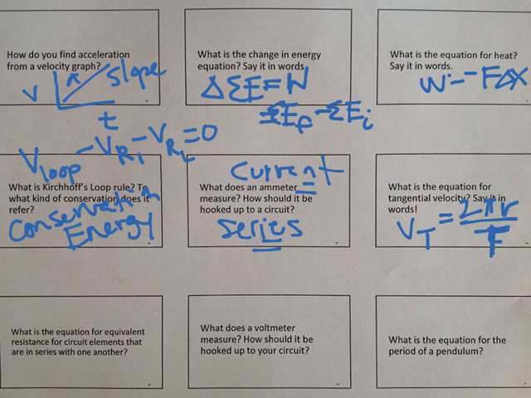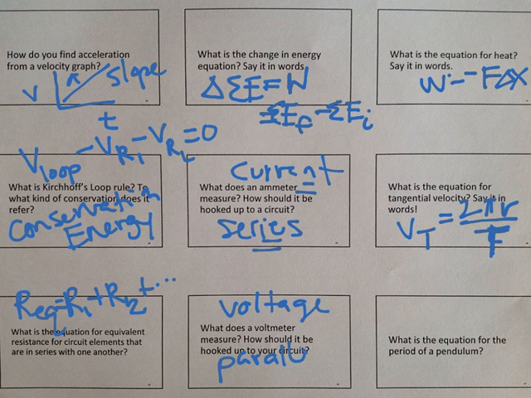Equivalent resistance for series, this is nice and easy because you just add them for as many as you have. A voltmeter measures, you might have guessed it, the voltage, and it should be hooked up in parallel. Because remember, things in parallel have the same voltage.